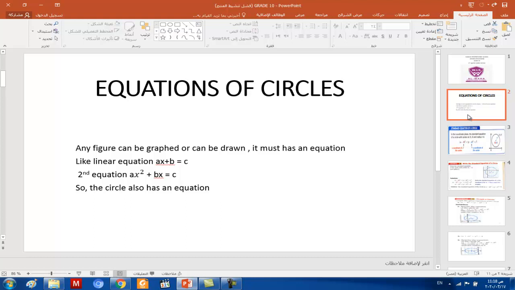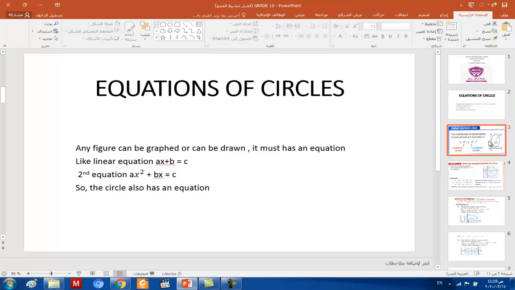So we said it already from 1 week ago. Any figure can be graphed or can be drawn. It must have an equation. Like the linear equation of the first degree, ax plus b equals c. It's about a line graphed in the coordinates. And the second, quadratic equation, like ax power 2 plus bx equals c. So the circle can be graphed also in the coordinates, so it must have an equation.